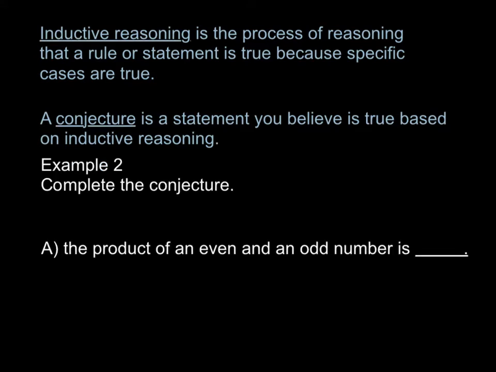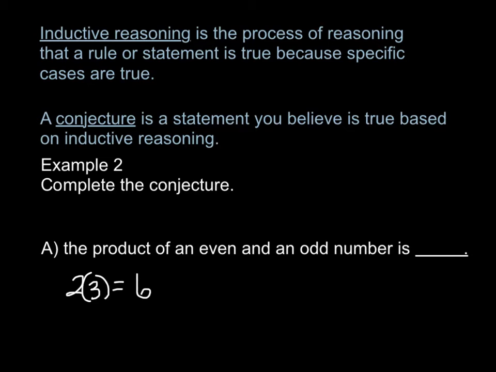So here's example 2. Complete the conjecture. The product of an even number and an odd number is blank. Now the conjecture is that statement. So the first thing you have to do is use inductive reasoning to find a pattern or example. Always make your own examples. So in this problem, it says the product of an even and an odd number. So, multiply an even and an odd number together.